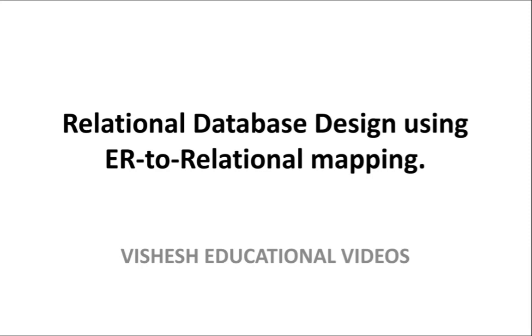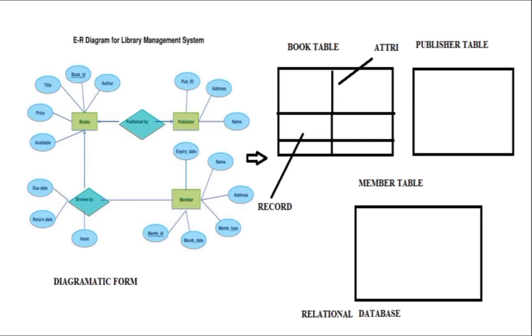So let me begin the explanation of relational database design using ER2 Relational Mapping. See here, just assume that I want to develop a database for library management system. I want to develop a relational database for library management system. So here relational database means what? The database will be in the form of tables. So your information will be stored in the form of tables. I have to design that relational database for library management system.